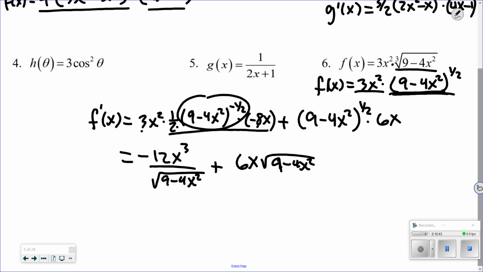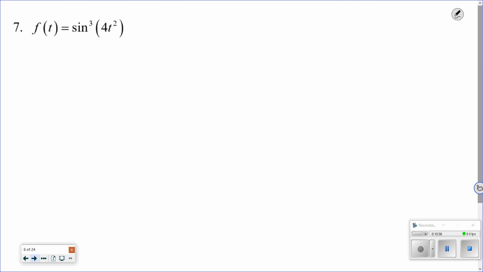But the chain rule, again, what we're focusing on is when you have something like this, where you've got an outside function, the 1/2 power is the outside, and an inside function, right? It's the composition of functions when we use the chain rule. Let's try this one. F of t equals sine cubed of 4t squared. So again, just be careful with these. Always rewrite those if it's a trig function, rewrite it as, right, the sine to the 3rd power.